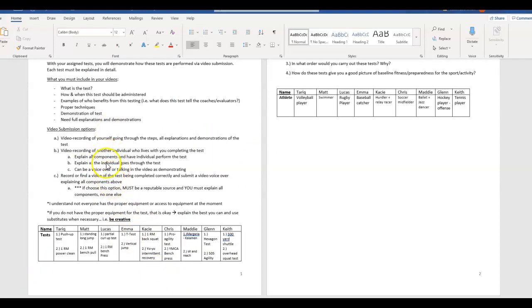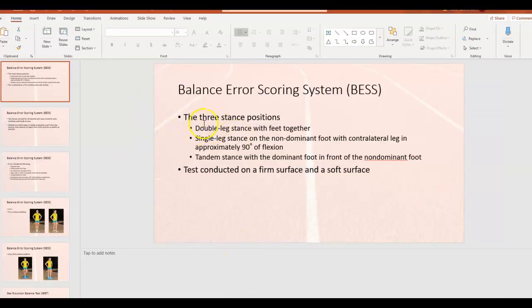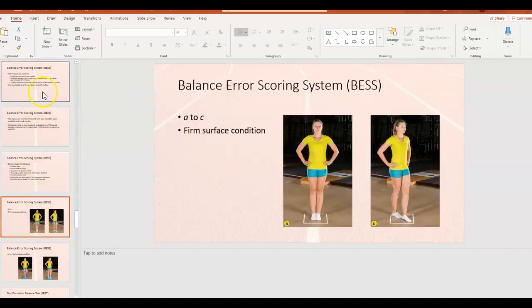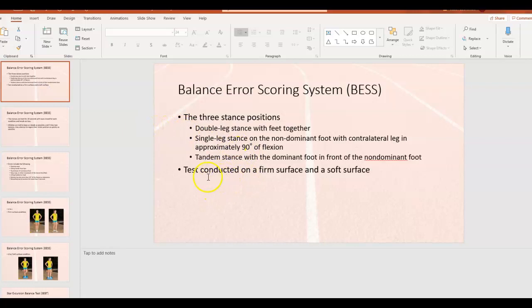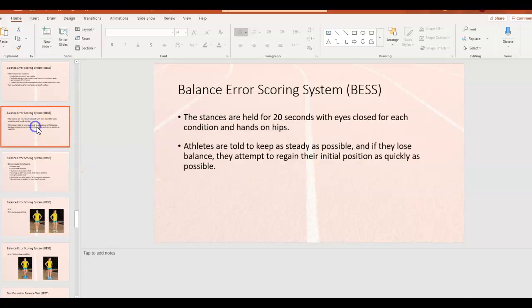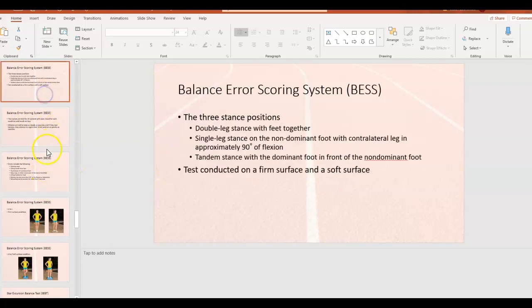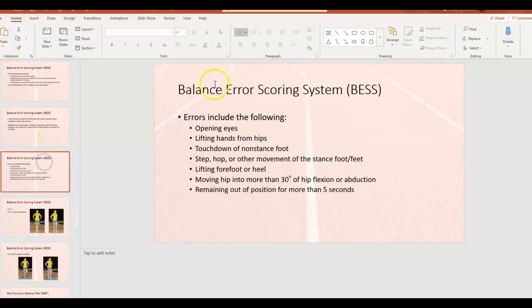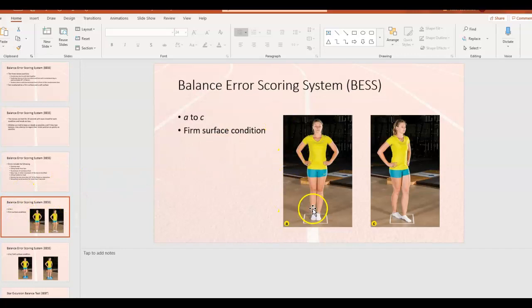So for example, let's say I don't have tape or a mat. Let's go over here. If I were doing this balance error test, and I had to explain to you all that you could test this on a firm surface and on a soft surface, as well as there are 3 leg stance positions. I would have to explain the double leg stance with you, the single leg stance, the tandem stance, so 1 foot in front of the other, explain the scoring system and what the errors would be. And then right here, I would have to do the demonstration, right?